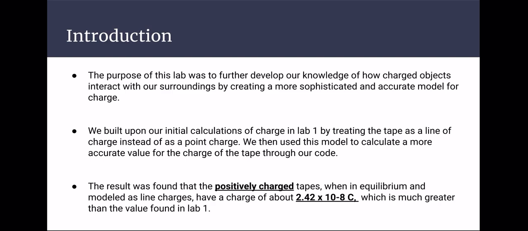We built upon our initial calculations in Lab 1 by treating the tape as a line of charge instead of as a point charge. We then used this model to calculate a more accurate value for the charge of the tape through our code. The result was found that the positively charged tapes, when in equilibrium and modeled as line charges, have a charge of about 2.42 times 10 to the negative 8 coulombs, which is much greater than the value found in Lab 1.